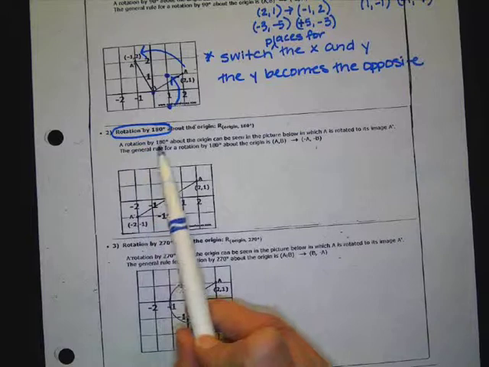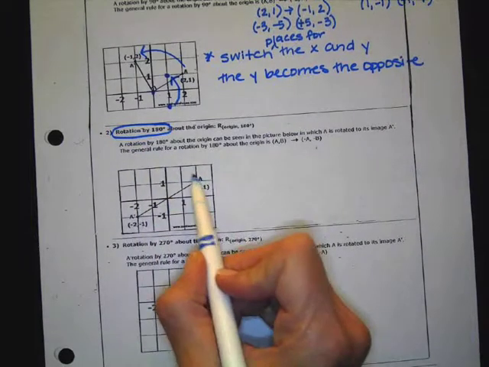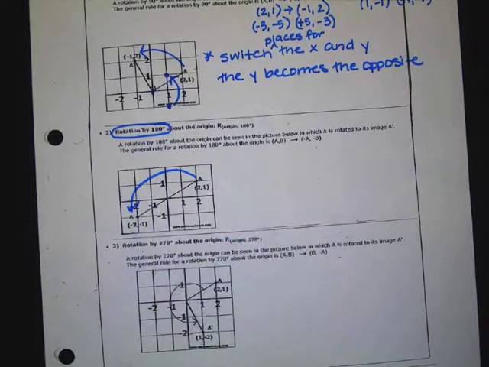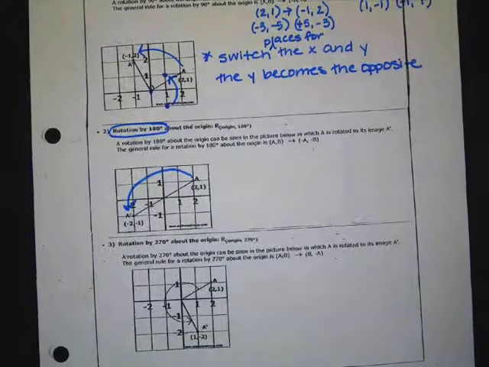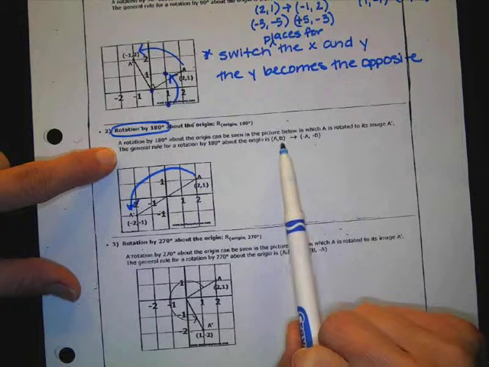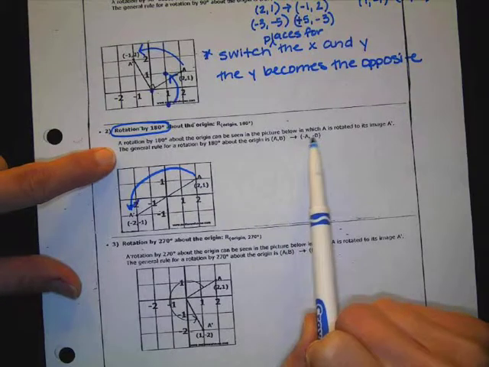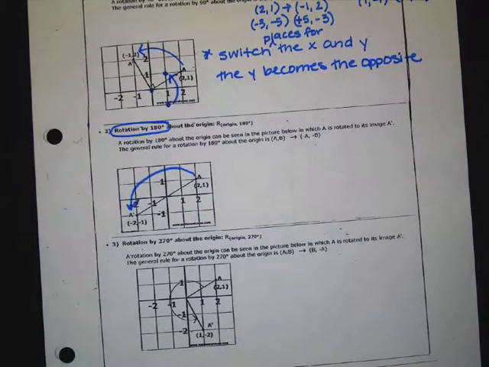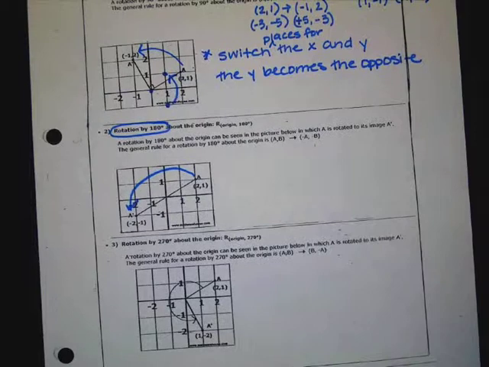A rotation of 180 degrees about the origin, so we're going to go from here to here, can be seen in the picture, but here's the general rule. (A, B) is going to switch to (negative A, negative B). Who can say, hey, this is really what you're doing? I can. You're making the A and B both of them opposite. Do I switch places?